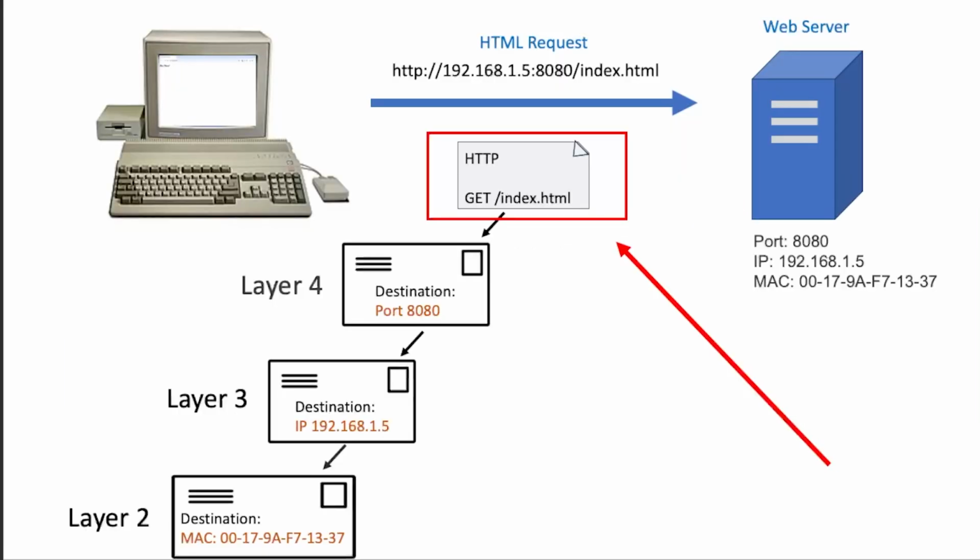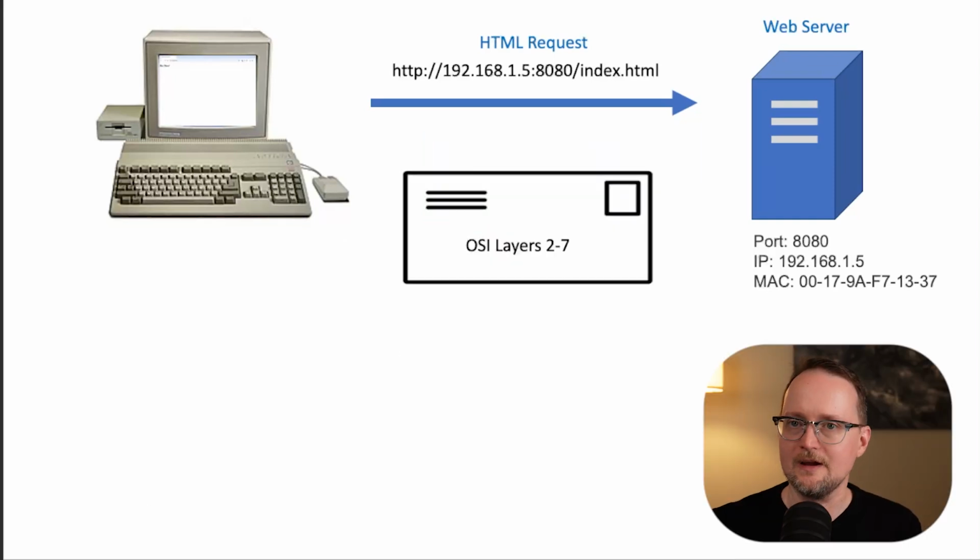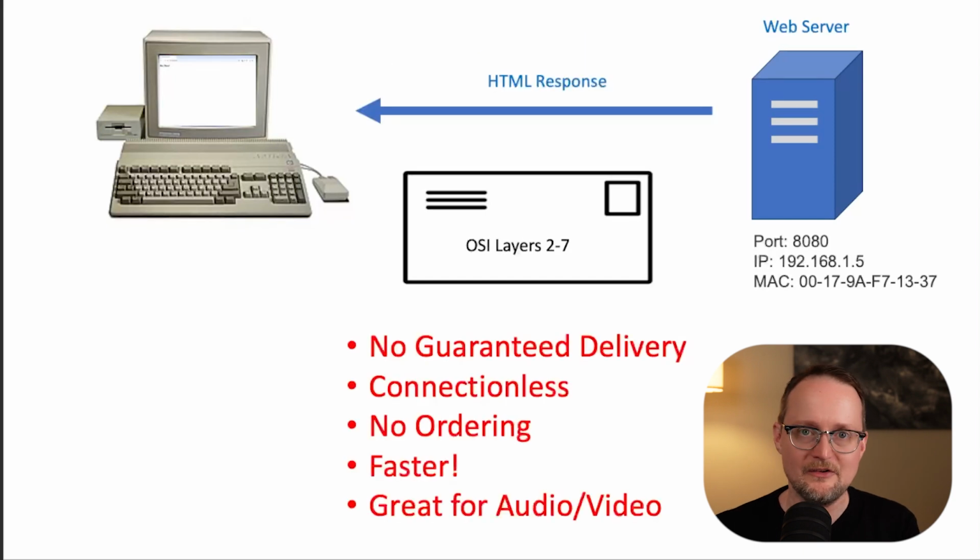In our original request, we were asking the web server to return a file called index.html using the HTTP protocol. It's this request that will go inside the data section of the layer 4 datagram. Once all the envelopes are nested inside of each other, we end up with one big envelope that's transmitted down the wire.